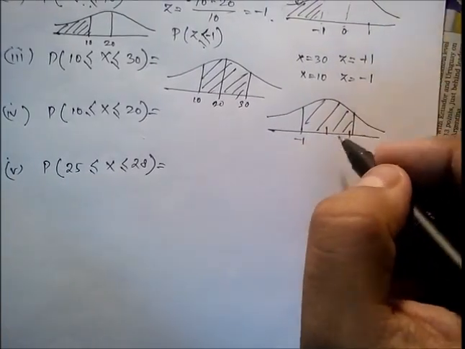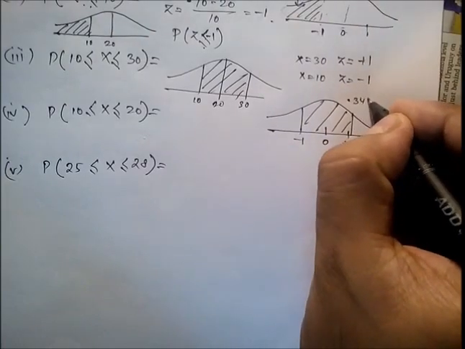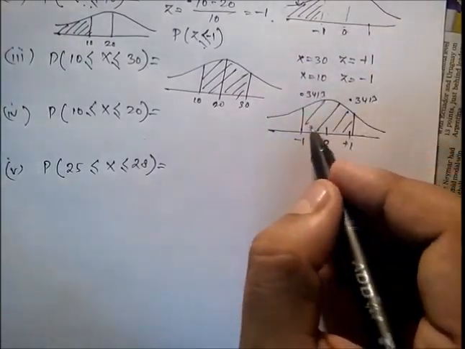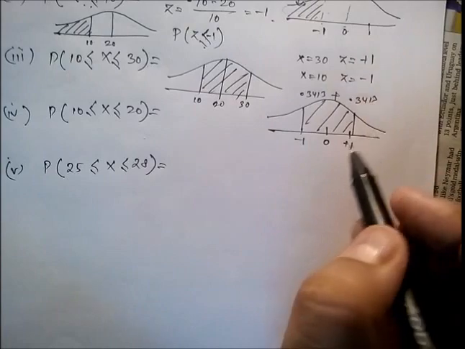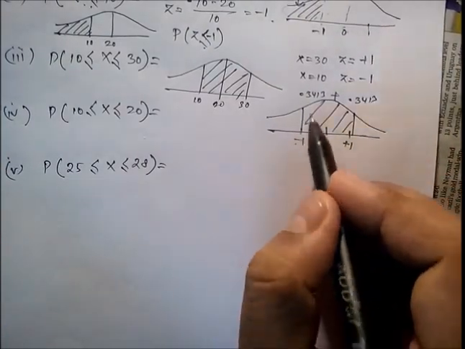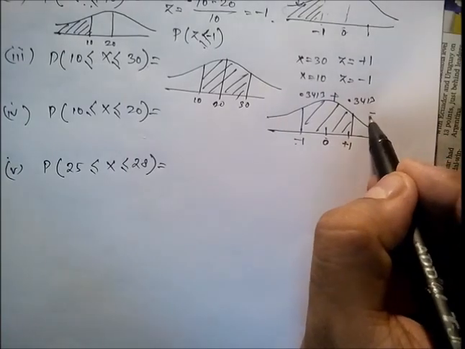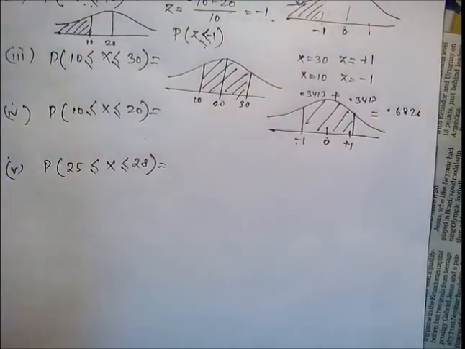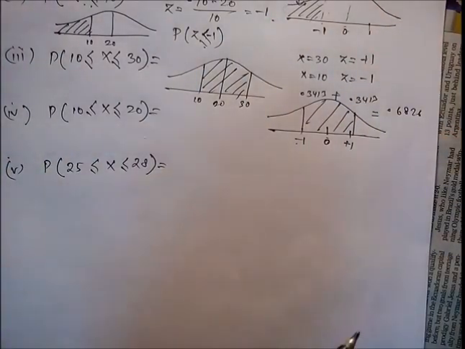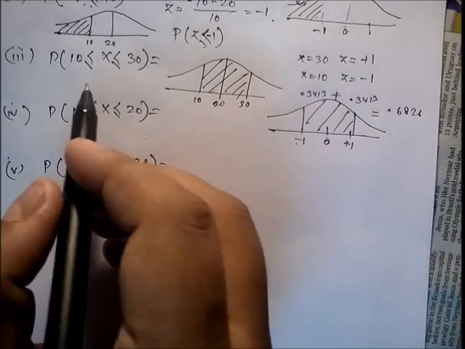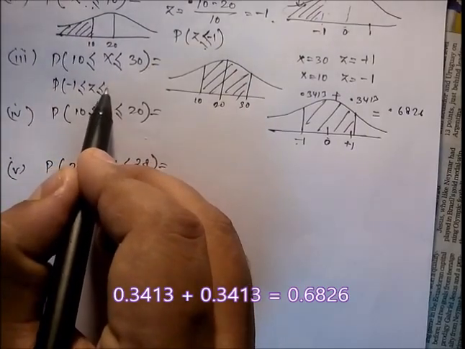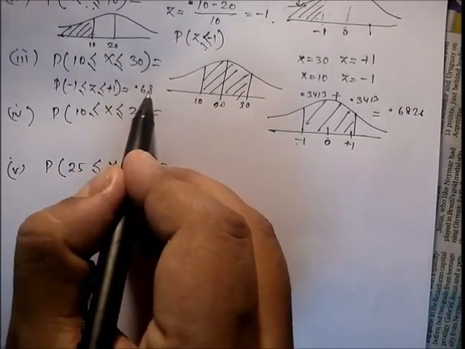Already you know that from 0 to 1 it is 0.3413, and since it is symmetric, 0 to -1 is also 0.3413. So the total area is 0.3413 plus 0.3413. We have to add these two values, so if you add them, the answer is 0.6826. So probability of 10 to 30 means probability -1 to +1, and the answer is 0.6826.